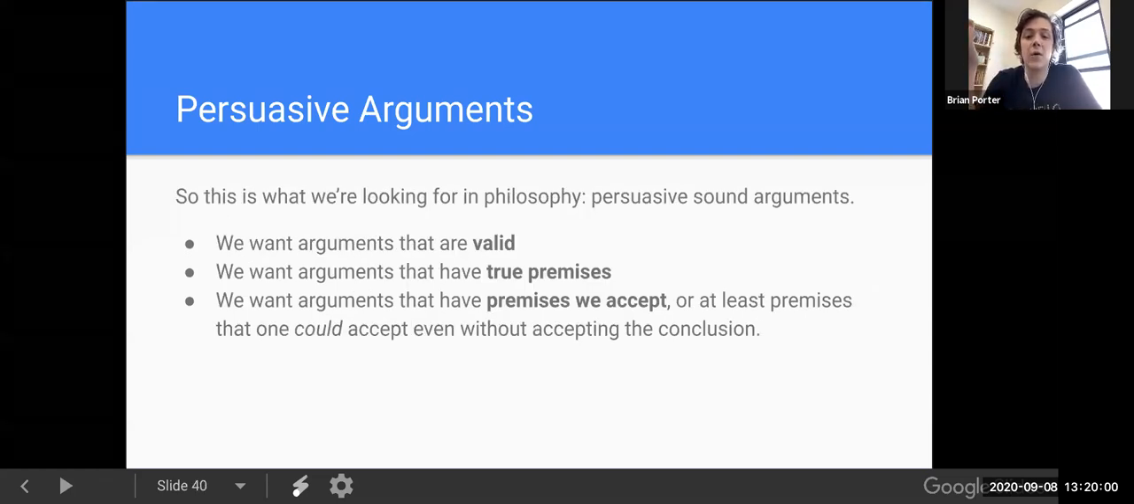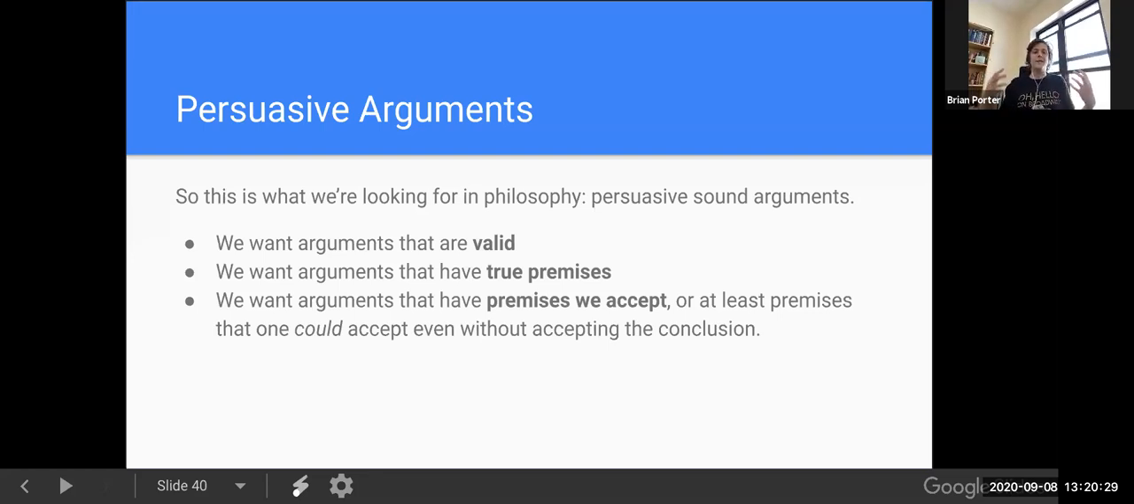So what we're looking for here in philosophy are persuasive, sound arguments. We want arguments that are valid. We want arguments that have true premises. And we want arguments that have premises that we accept, or that at least could be accepted without already accepting the conclusion. So, those are the kinds of arguments we're looking for. That's sort of the holy grail here.